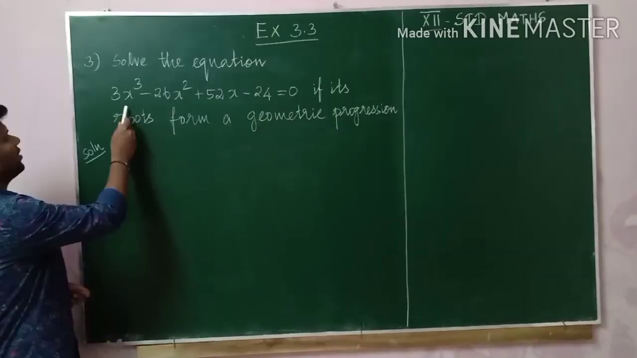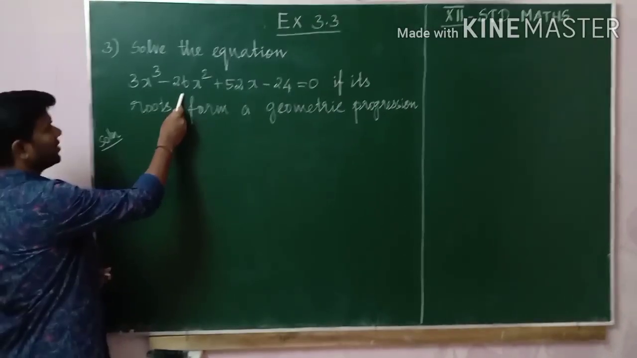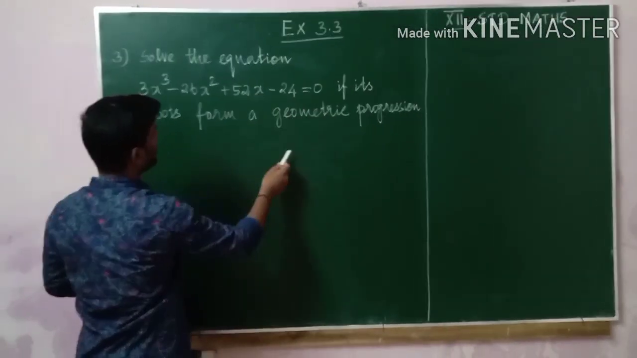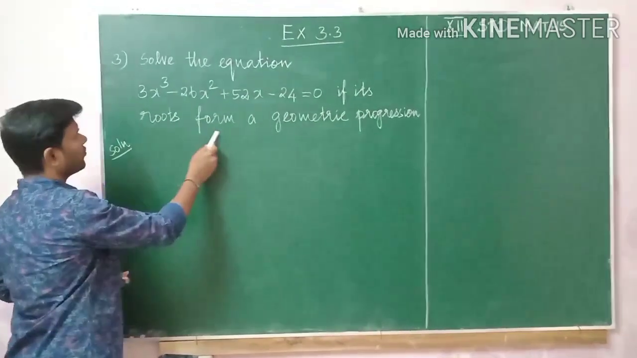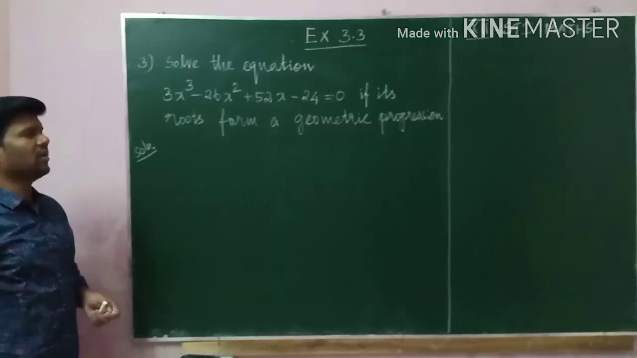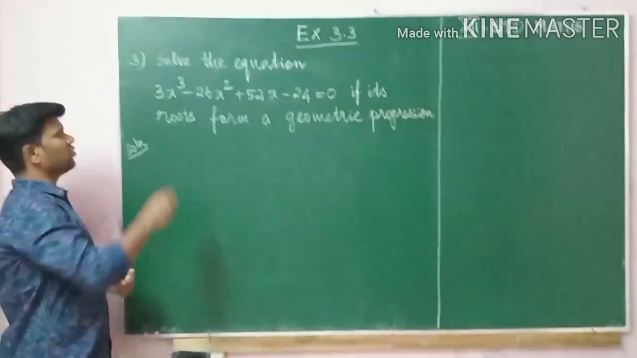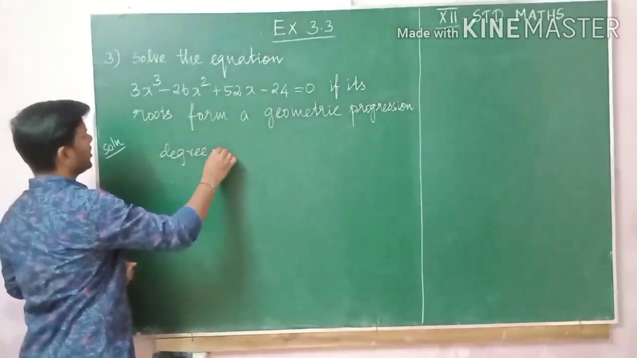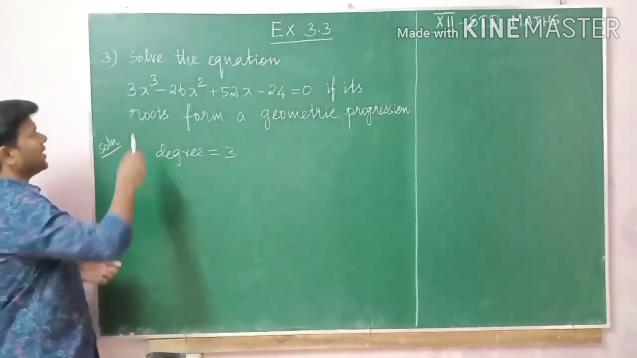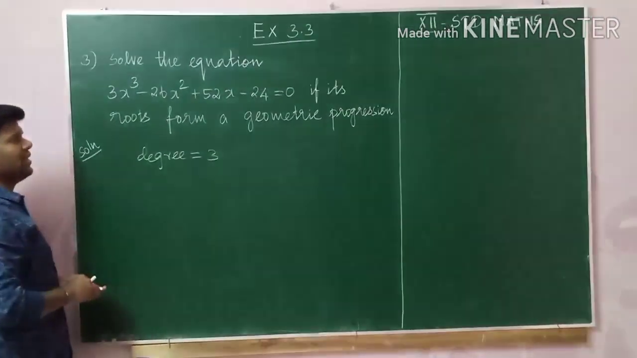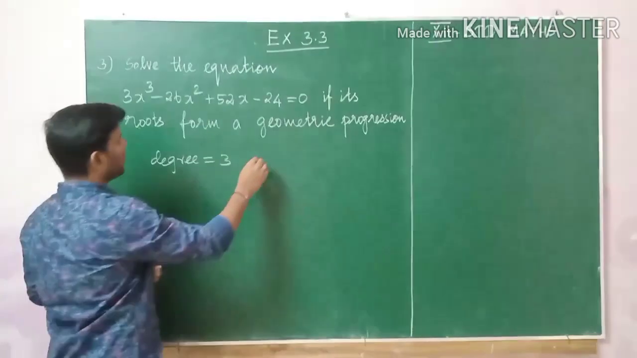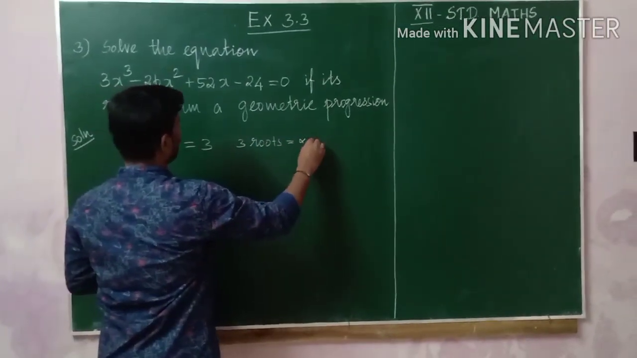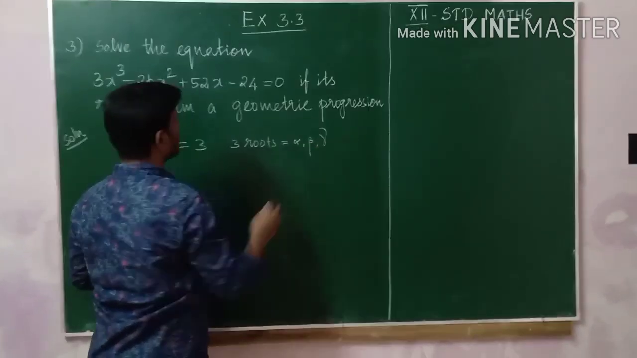Solve the equation 3x cubed minus 26x square plus 52x minus 24 equal to 0 if its roots form a geometric progression. So the given equation is what? A cubic equation. Why? Because the degree of the equation is 3, the highest power of x is 3. So we will have 3 roots. Maybe we will take them as alpha, beta and gamma.